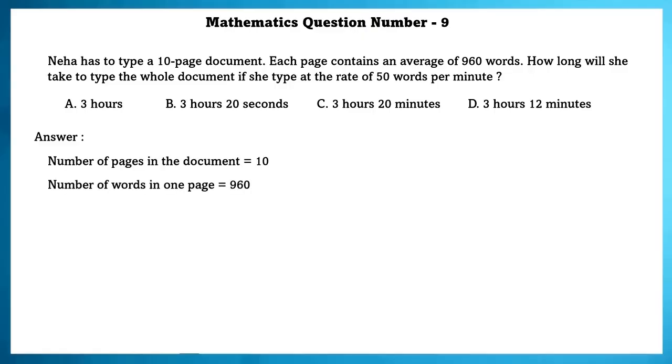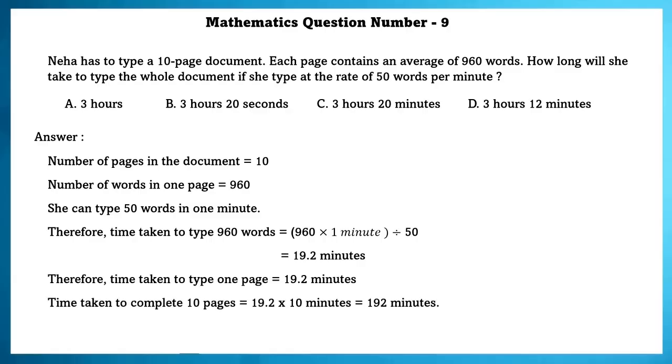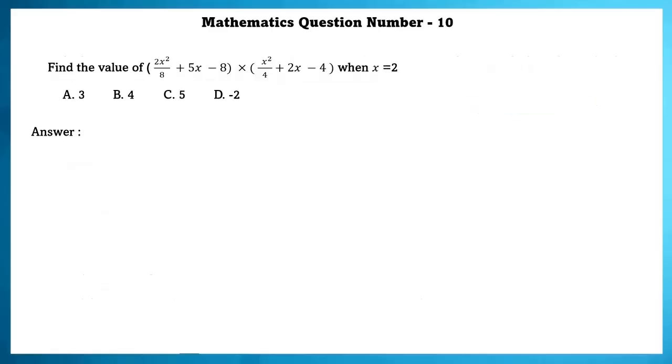Number of words in one page is equal to 960. She can type 50 words in 1 minute. Therefore, time taken to type 960 words is equal to 19.2 minutes. Now, she needs to type a 10-page document. Time taken to complete 10 pages is equal to 192 minutes, which is also equal to 3 hours 12 minutes.